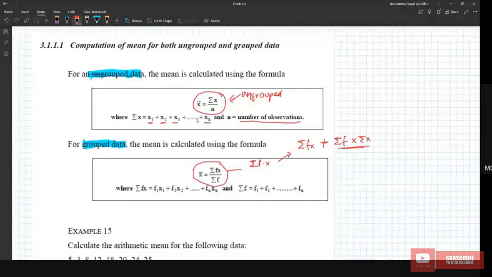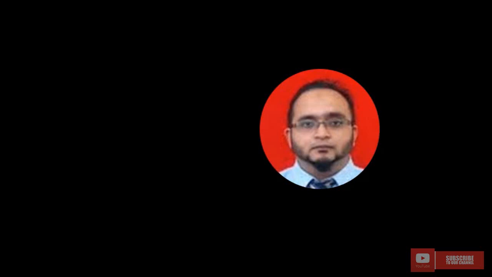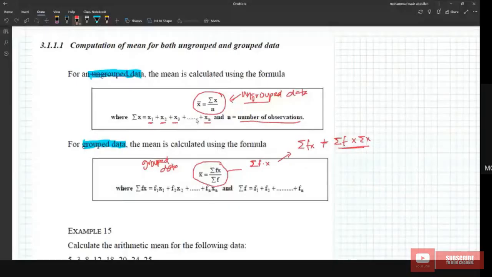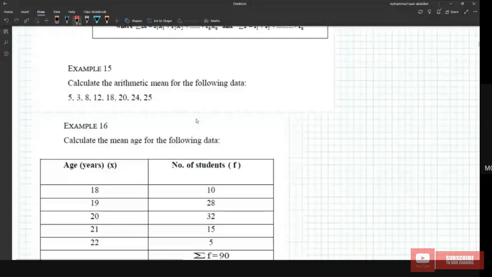F represents the frequency value and x represents the observation value, right? So this is the formula for grouped data, and this is the formula for ungrouped data. We're going to learn both. Now look at example number 15. We need to calculate the arithmetic mean for the following data. By looking at this data, this is ungrouped data, because the data is not presented in a frequency table.